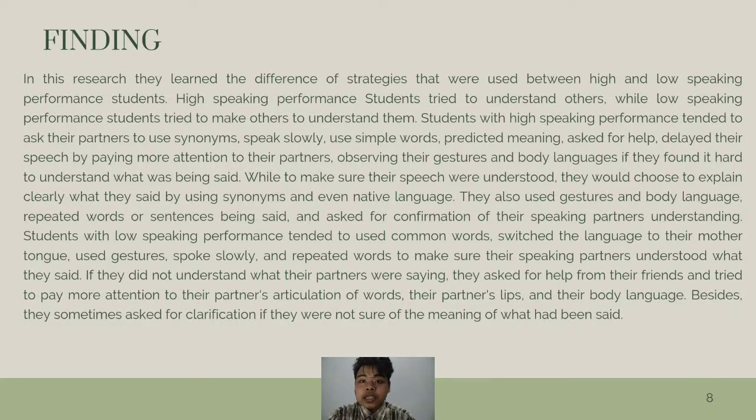In this research, they learned the difference of strategies that were used between high and low speaking performance students. High speaking performance students try to understand others, while low speaking performance students try to make others understand them. Students with high speaking performance tended to ask their partners to use synonyms, speak slowly, use simple words, predict meaning, ask for help, and delay their speech by paying more attention to their partners, observing their gestures and body language if they found it hard to understand what was being said. So they try to understand others.